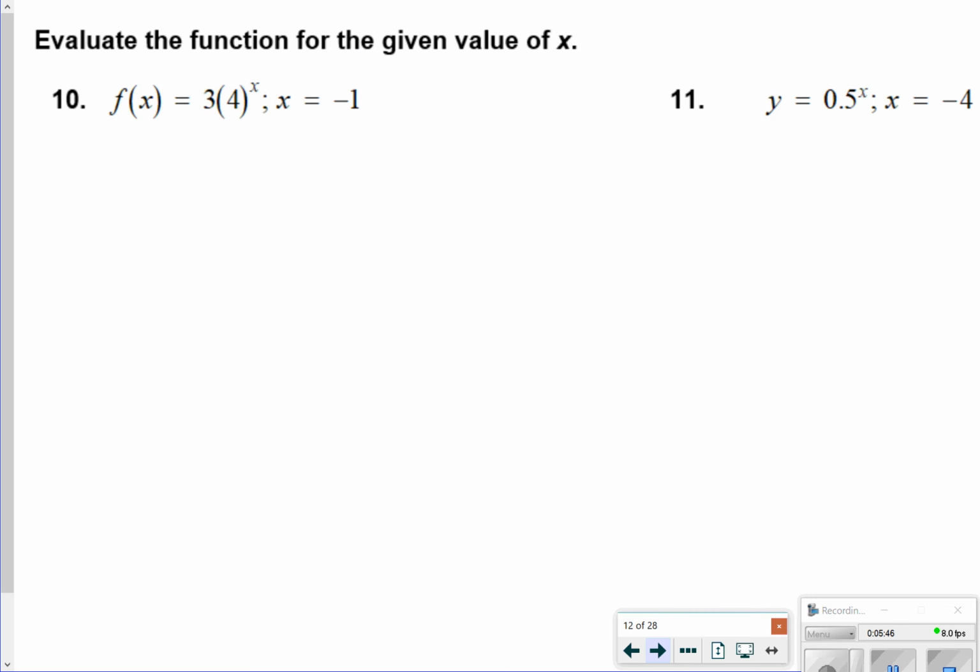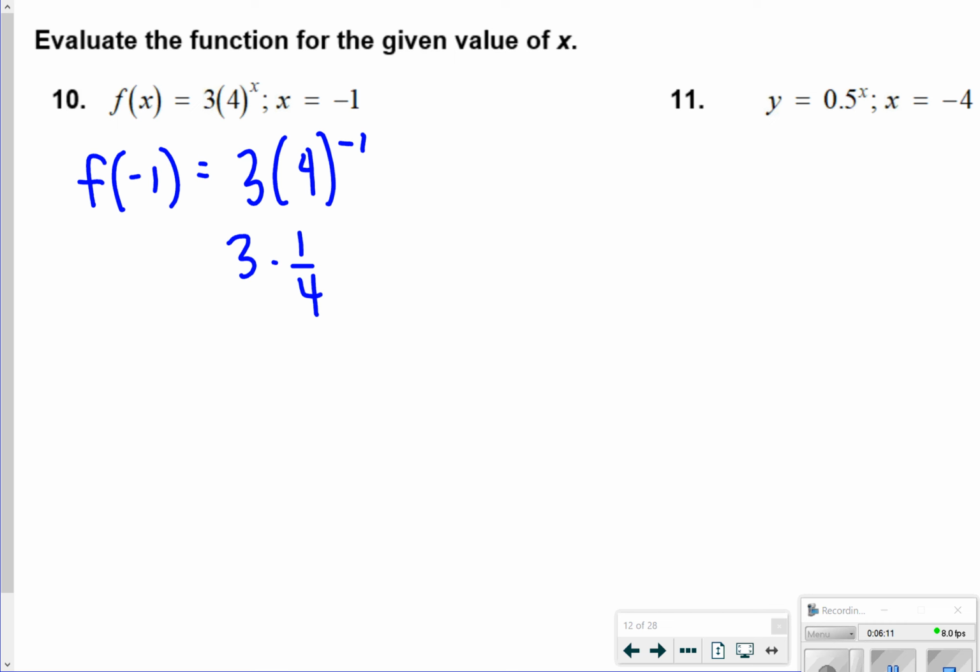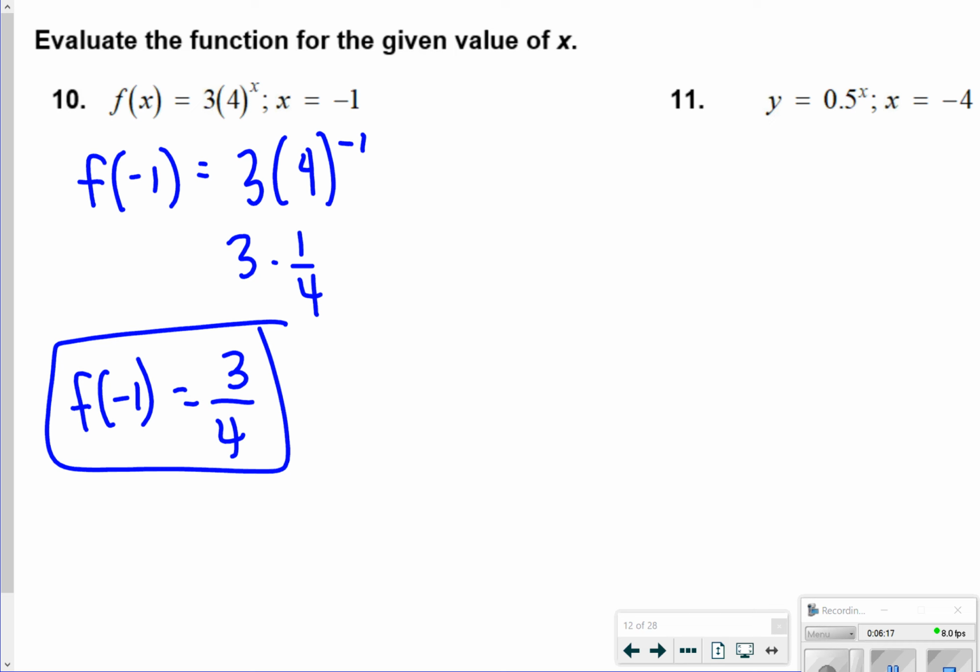Next up, we have number 10. It says evaluate the expression for the given value of x. So that just means you're plugging in whatever x is equal to. So f of x would be equal to 3 times 4 to the x power. If we plug in -1, so f of -1, that'd be 3 times 4 to the negative first power. Again, anytime you have a negative exponent, you can write it as a reciprocal of that number. So we're technically doing 3 times 1/4. So f of -1 will give me 3/4.